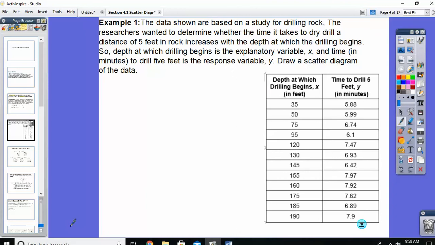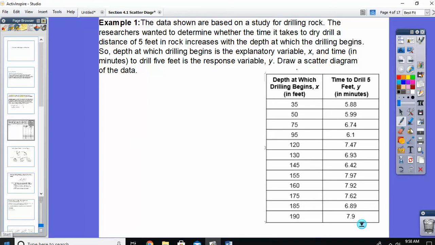So if I look at an example, the data shown are based on a study for drilling rock. Researchers want to determine whether the time it takes to dry drill a distance of 5 feet in rock increases with the depth at which the drilling begins. Okay, so it's got my explanatory variable, my response variable. All I'm asking is a scatter diagram. Now you guys can plot things by hand, but let's learn how to do the calculator. Okay, if I asked you to actually draw and plot all those points, could you? They're just ordered pairs, so you would have to make your scale.